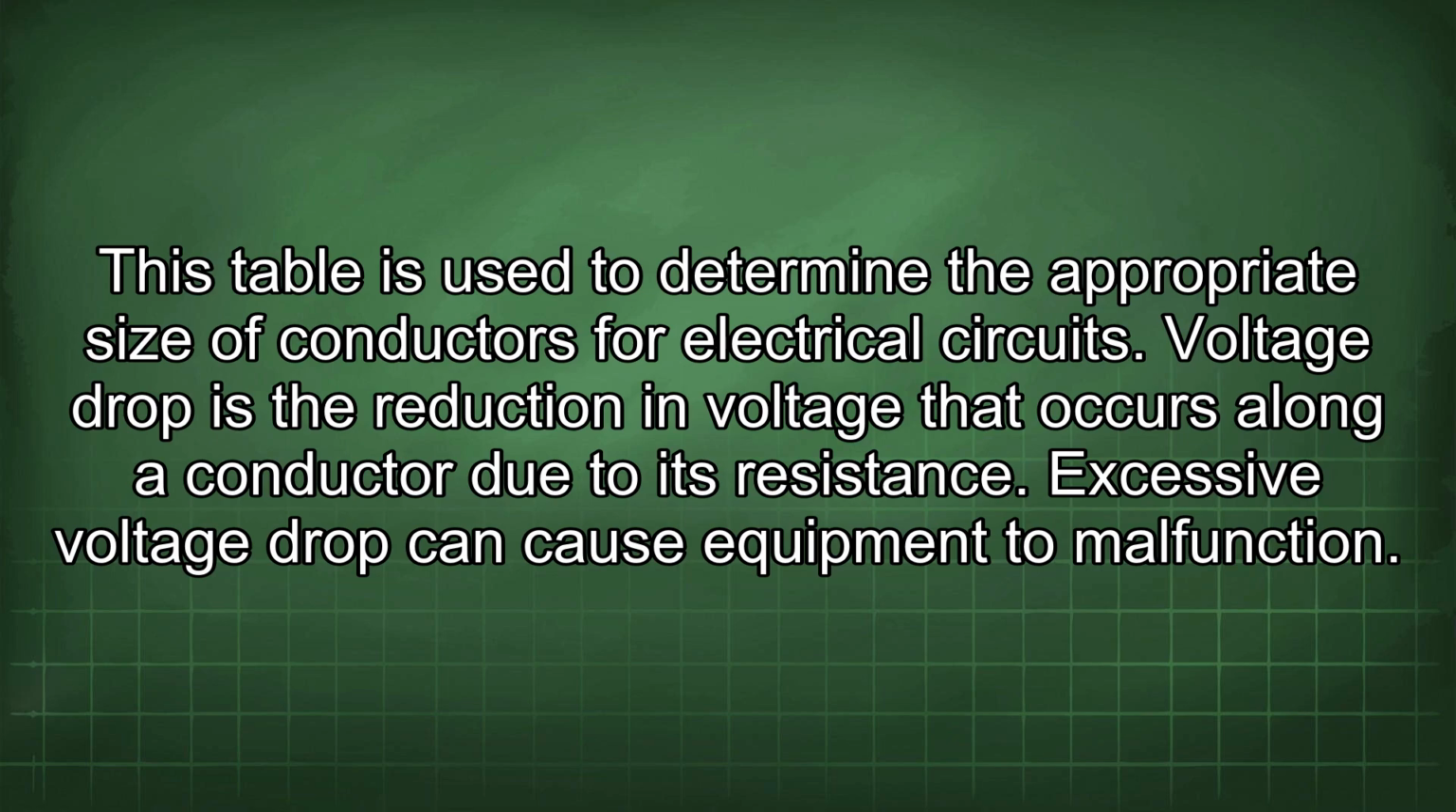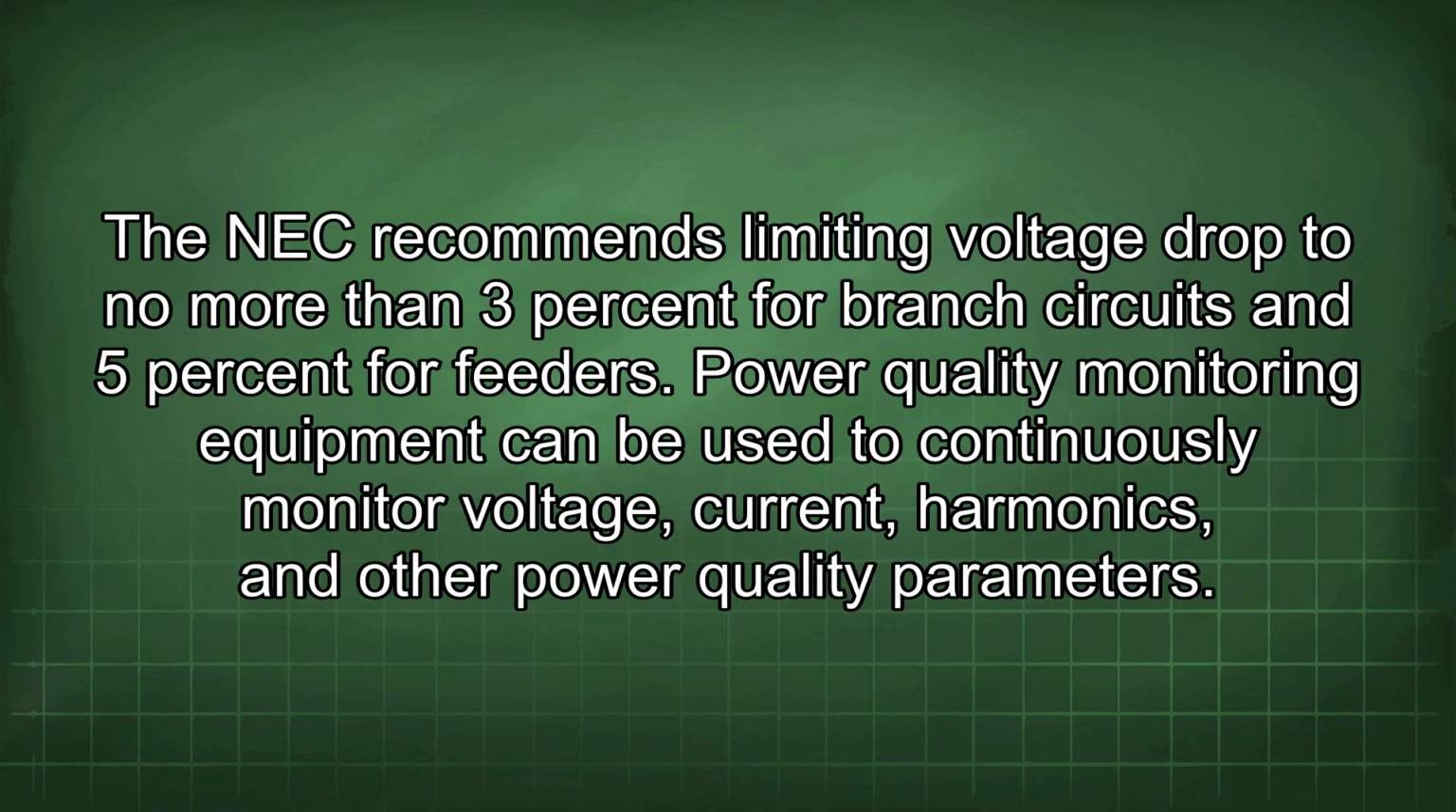Voltage drop is the reduction in voltage that occurs along a conductor due to its resistance. Excessive voltage drop can cause equipment to malfunction. The NEC recommends limiting voltage drop to no more than 3% for branch circuits and 5% for feeders.